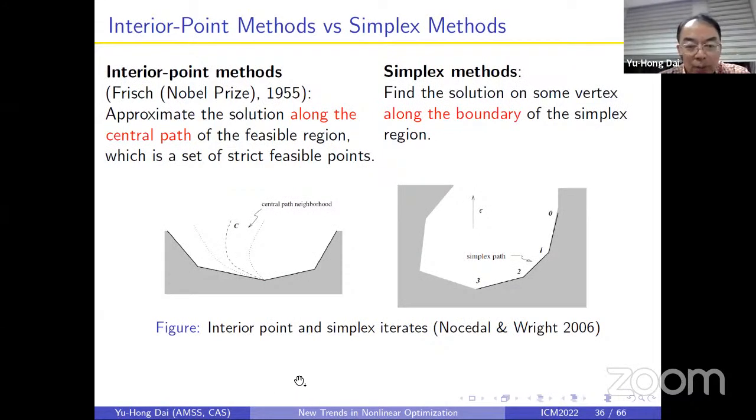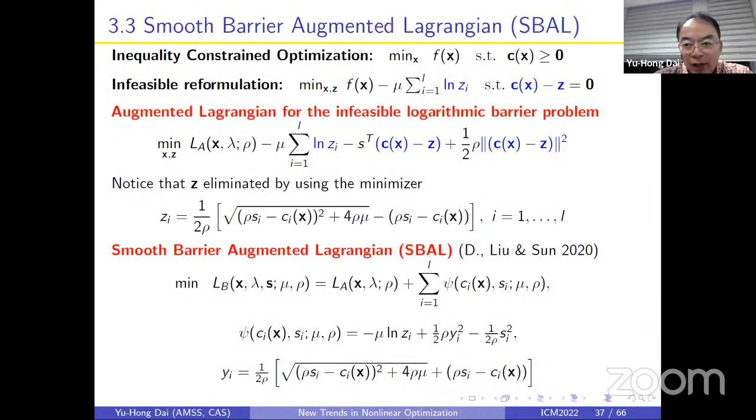So compare the interior point method and the simplex method. The interior point method approximates the solution along the central path of the feasible region. And the simplex method finds the solution on some vertex along the boundary of the feasible region. So one question is: is there any unified framework which can allow these two different kinds of methods? So now I want to introduce you to our smooth barrier augmented Lagrangian. We recall this inequality constrained optimization here, and this is the infeasible reformulation here.